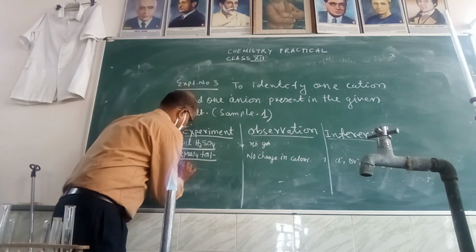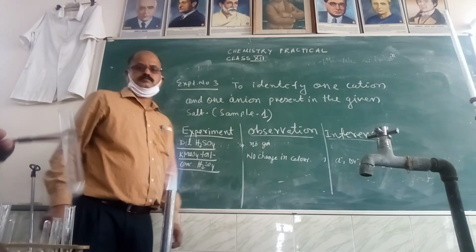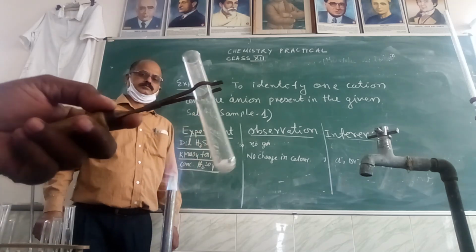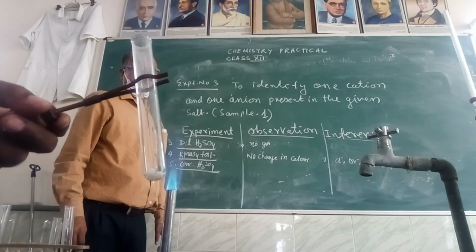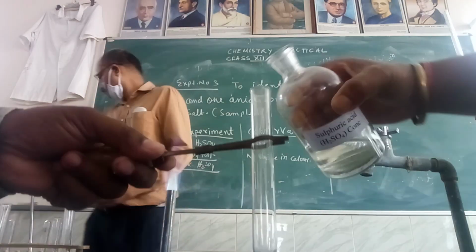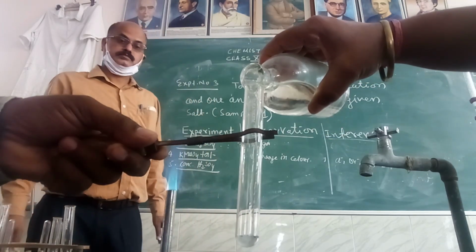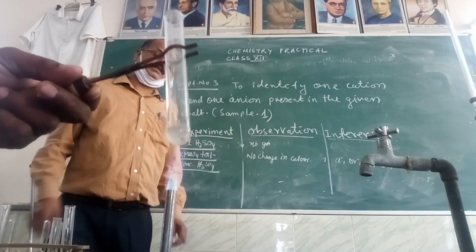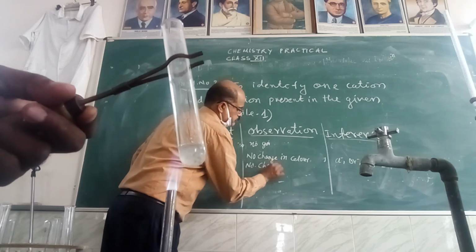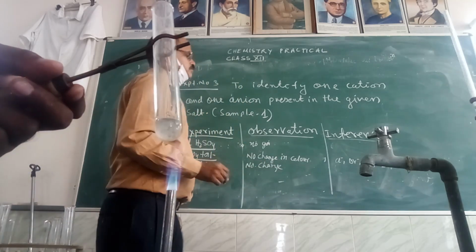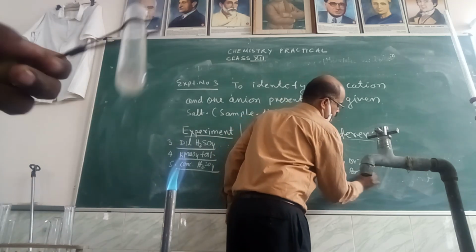For that purpose, you need to take a pinch of the salt in a test tube, then add a few drops of concentrated sulfuric acid solution. What is seen? No change is there. No change means that chloride ion, bromide ion, nitrate ion and these ions are absent. Even oxalate ion and acetate ion are also absent.